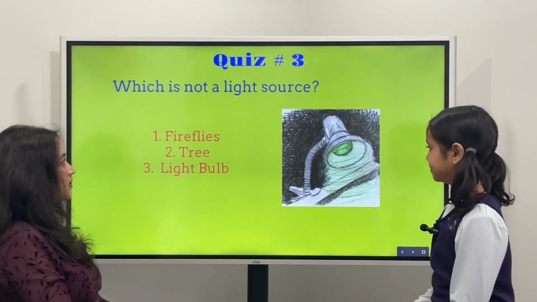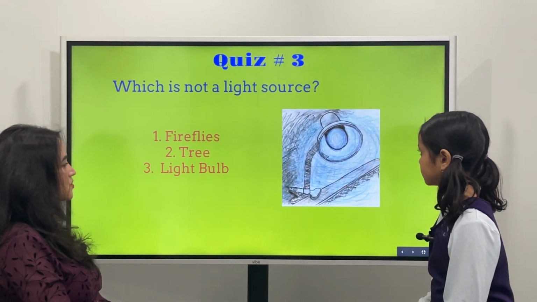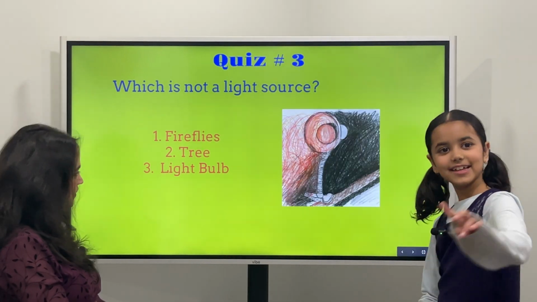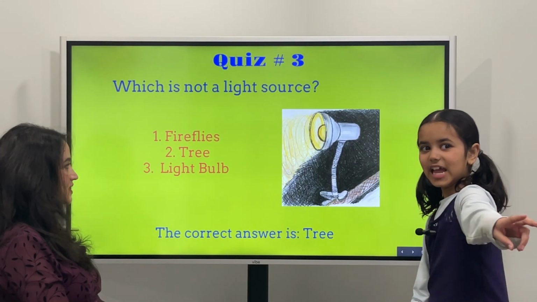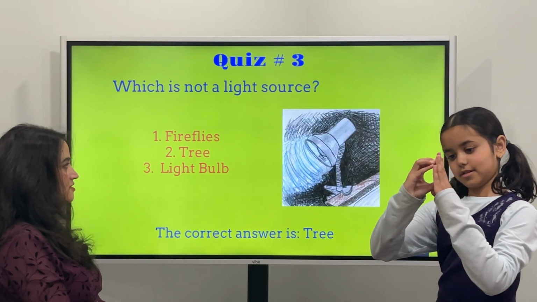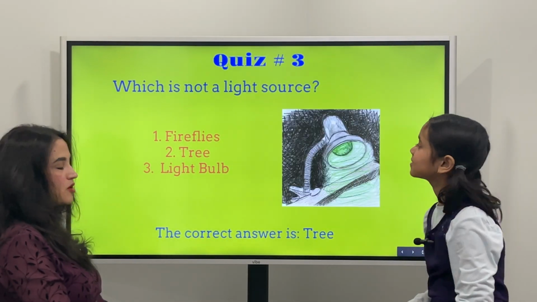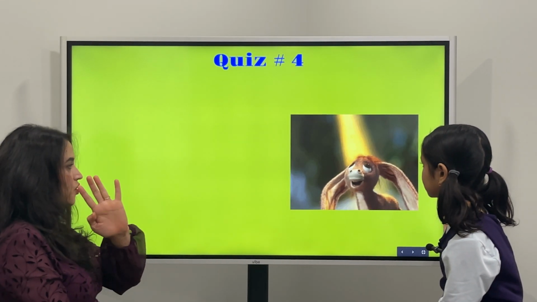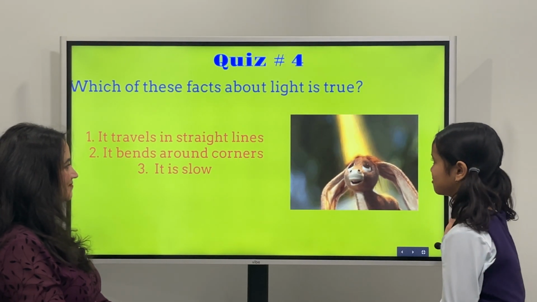Now it's quiz 3. Which is not a light source? Fireflies, tree, or light bulbs? Number 3 is the answer. Light bulbs are actually a source of light.